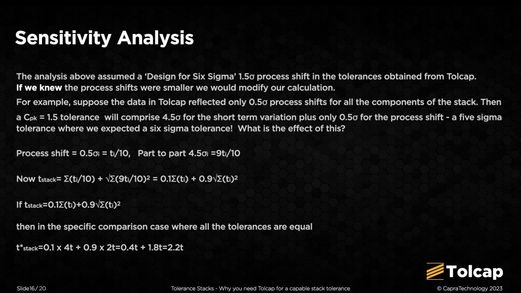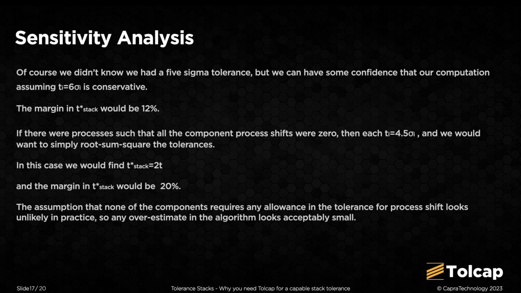Then we can compare this with our case where all the tolerances are equal, and then tstack would come out to, when you've done the arithmetic, 2.2 times the component tolerance, and that's instead of the 2.5 times the tolerance we got where we assumed 1.5 sigma process shifts. Not a great error. In fact, we didn't know we had a 5 sigma tolerance, but we have some confidence that our computation assuming it is 6 sigma is conservative, and the margin, as we say, is quite small in tstack, would be 12%. Let's take that to the limit.